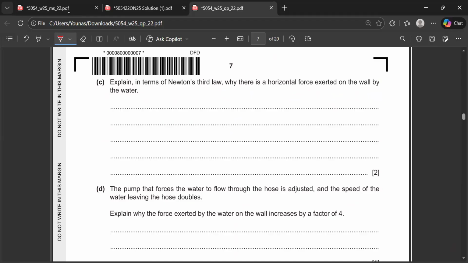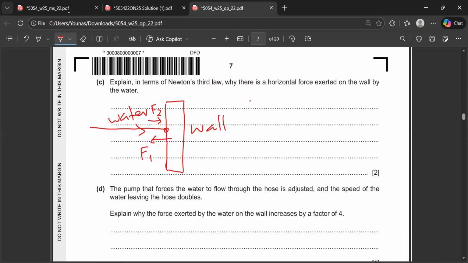You see, this is that wall, and when the water hits, this is the jet of water. The wall will apply a force on the water, and the water will apply a force on the wall. Okay, so this is Newton's third law. Because the wall made the momentum change, the wall applied a force on the water, and the water will apply a force on the wall.